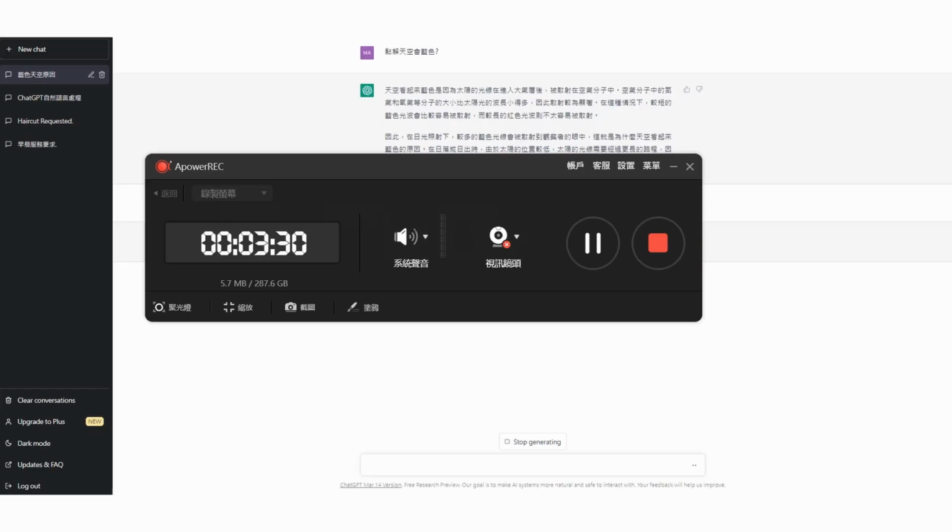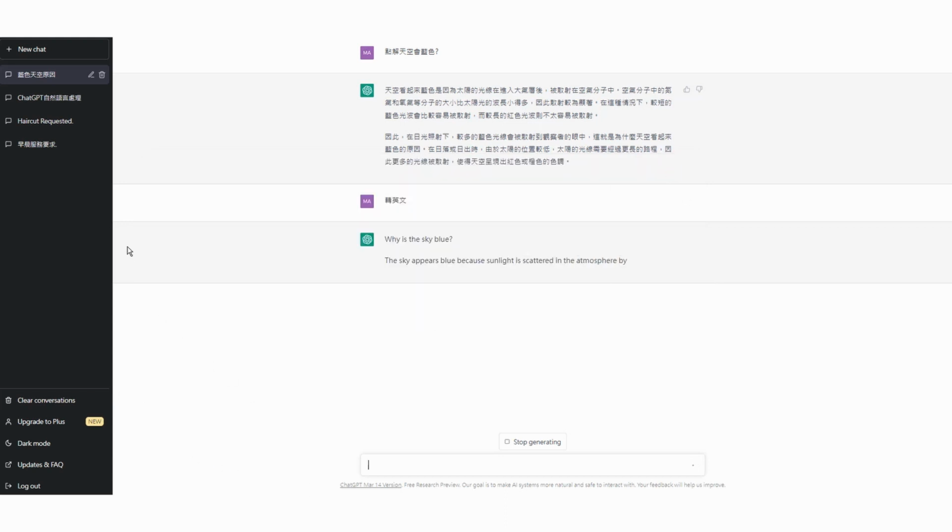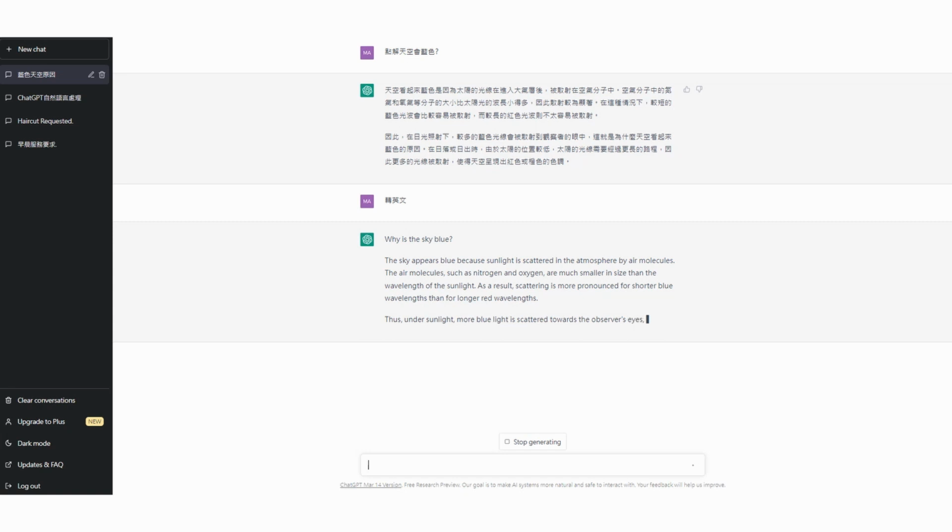Why is the sky blue? The sky appears blue because sunlight is scattered in the atmosphere by air molecules. The air molecules, such as nitrogen and oxygen, are much smaller in size than the wavelength of the sunlight. As a result, scattering is more pronounced for shorter blue wavelengths than for longer red wavelengths. Thus, under sunlight, more blue light is scattered towards the observer's eyes, which is why the sky appears blue.